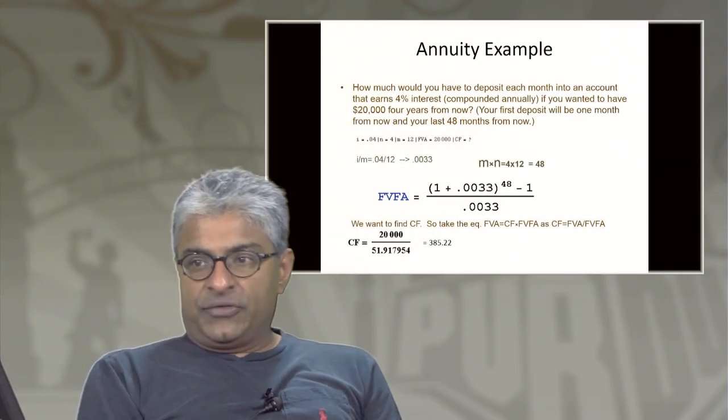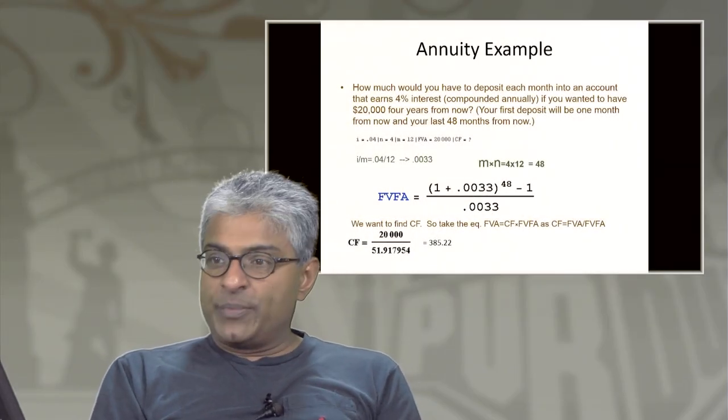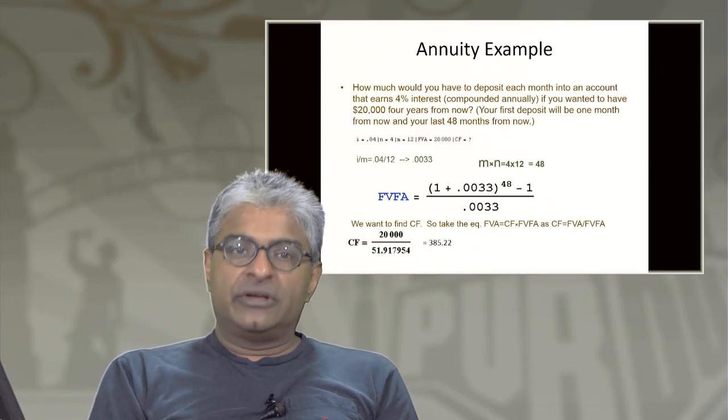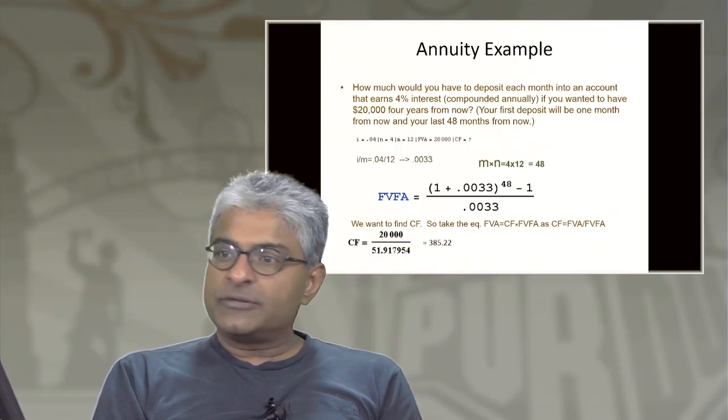So here's another example of an annuity. It's again a story problem. Let's read through this to understand what the coded words are that we need to solve the problem.